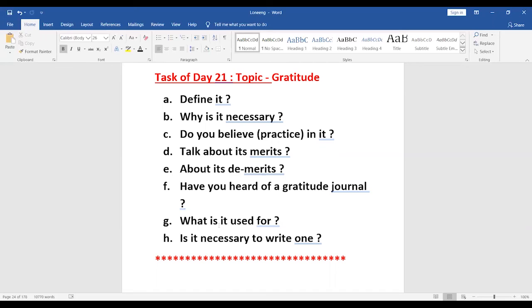Talk about its merits, means the good reasons as to why you need to have it, and demerits is like disadvantages. Merits are advantages, another synonym. Okay, so talk about the merits, talk about the demerits, and then also let us know if you have heard of a gratitude journal. If you have, please comment below. What is it used for, and is it even necessary to write one? So these are pointers just to help you talk more about gratitude, just in case you are not aware of what gratitude is. Feel free to Google, get the information, but use your own words.